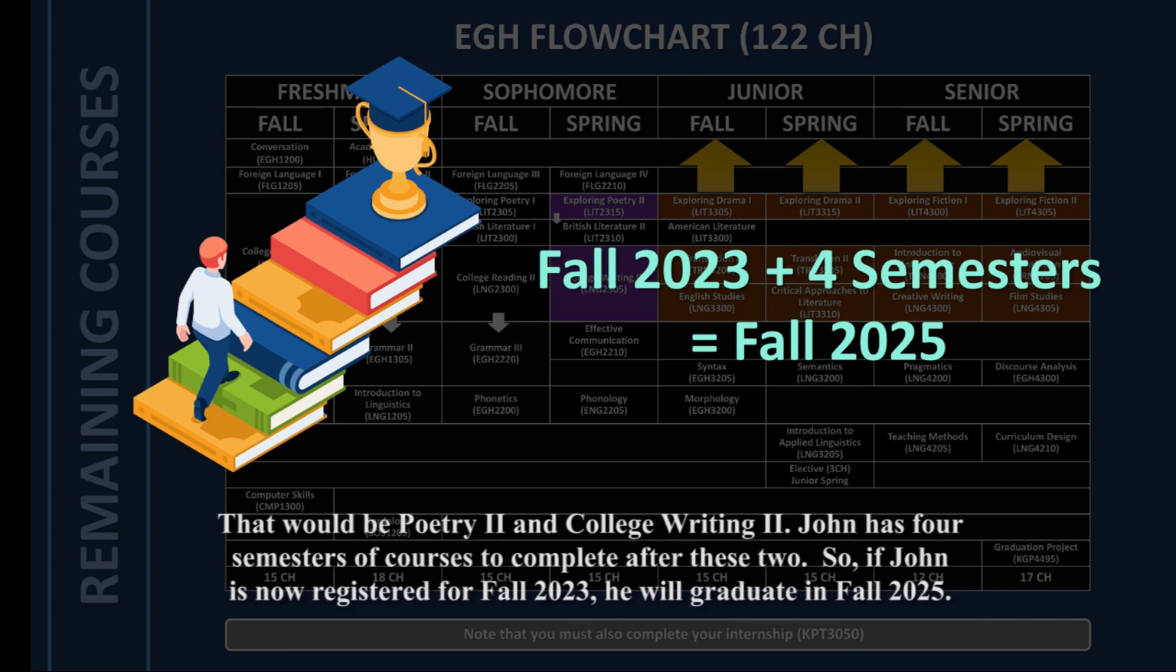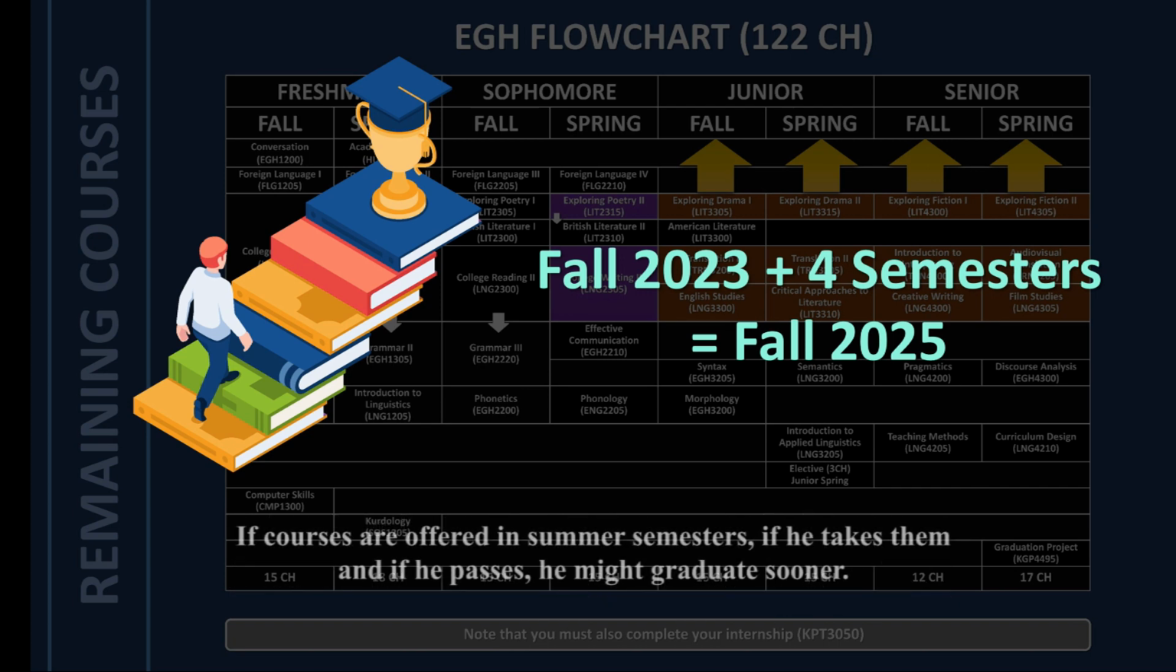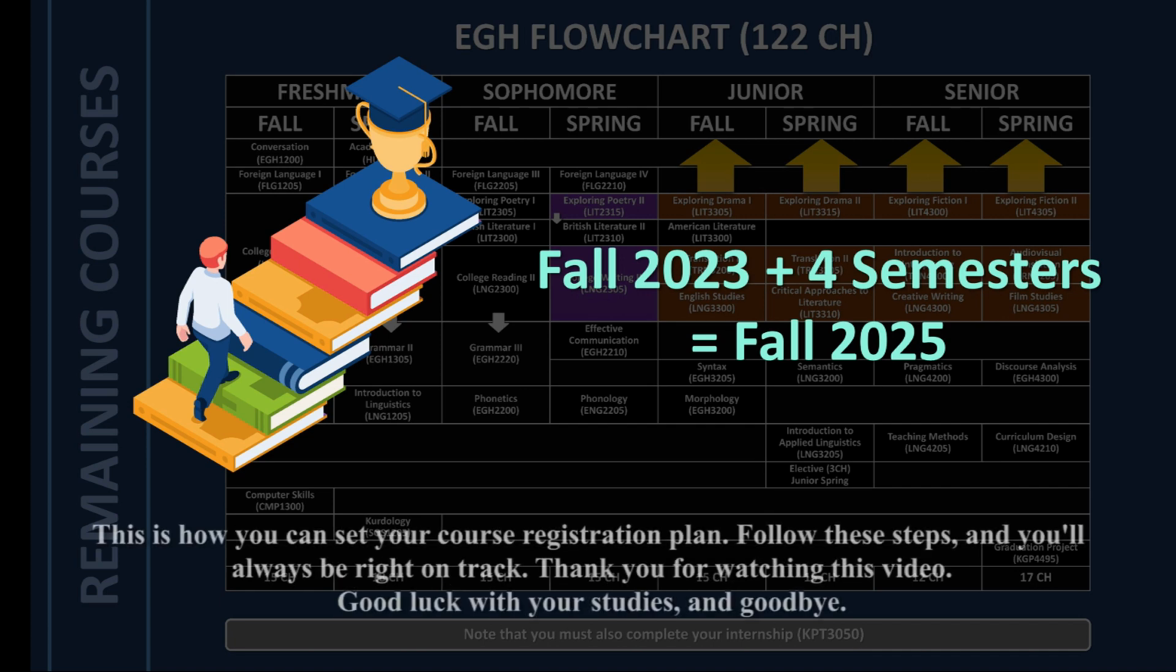So if John is now registered for fall 2023, he will graduate in fall 2025. If courses are offered in summer semesters, if he takes them and if he passes, he might graduate sooner. This is how you can set your course registration plan. Follow these steps and you'll always be right on track.